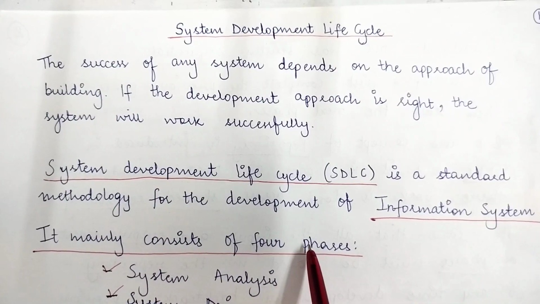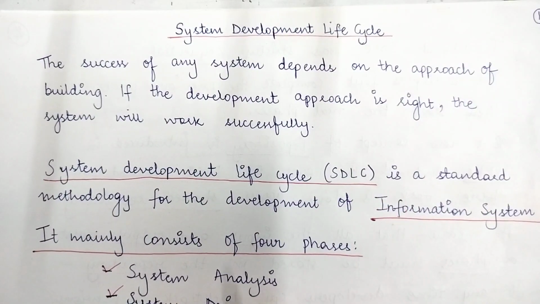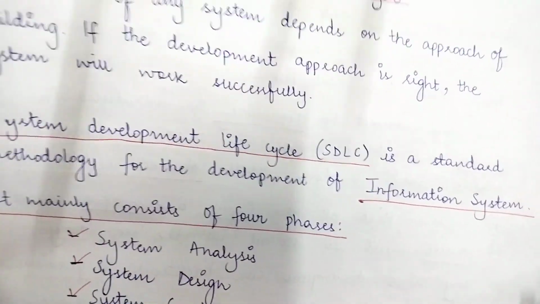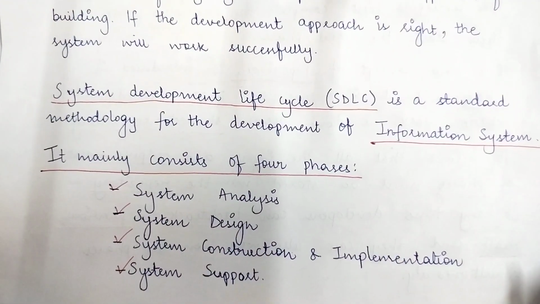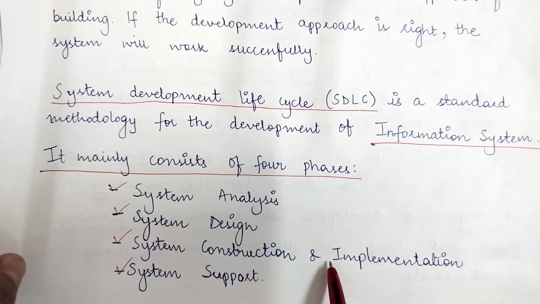It mainly consists of 4 phases. Now, if we talk about these phases or stages of SDLC or the system development life cycle, it has 4 phases. So these 4 major phases are system analysis, system design, system construction and implementation, and system support.